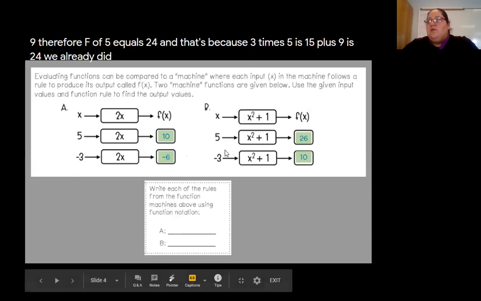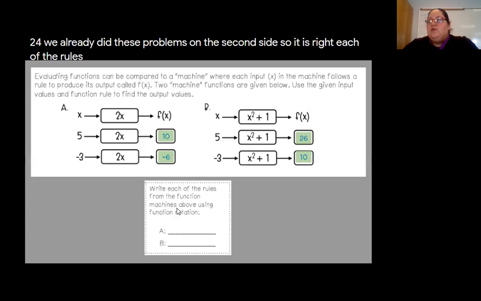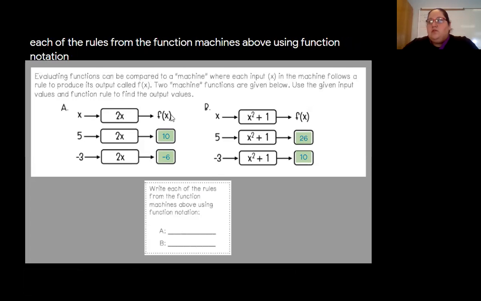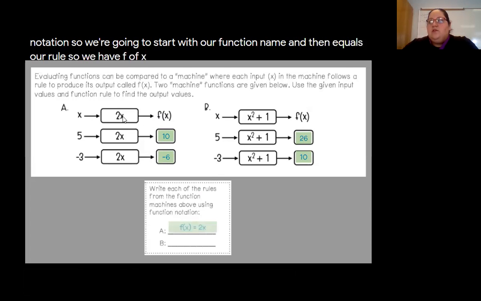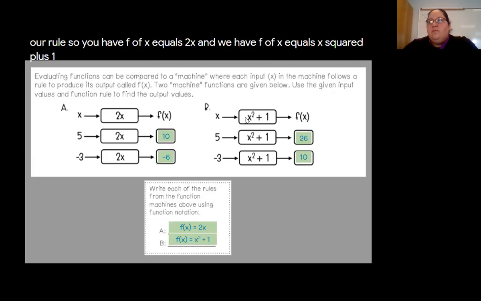So we already did these problems on the second slide. It says write each of the rules from the function machines above using function notation. So we're going to start with our function name and then equals our rule. So we have f of x equals 2x. And we have f of x equals x squared plus 1.